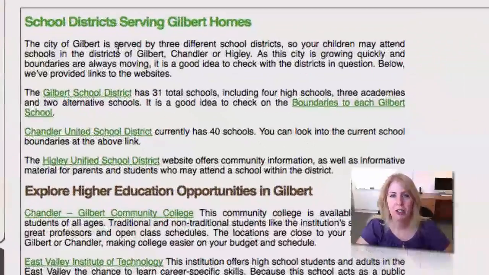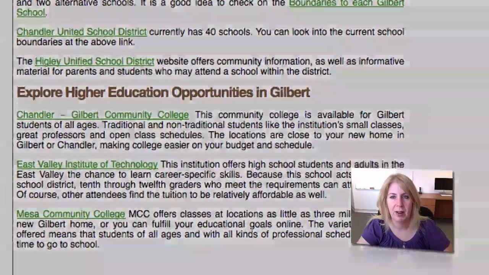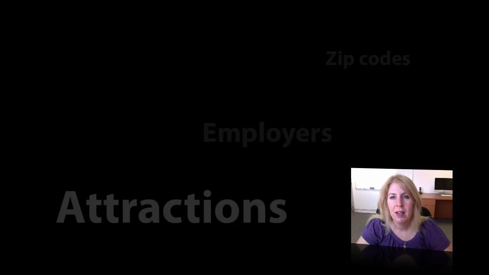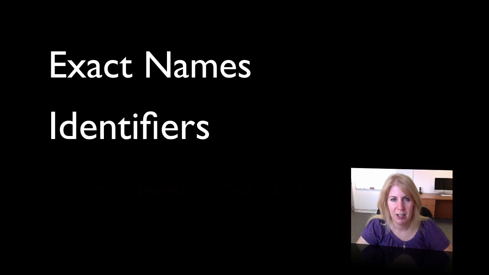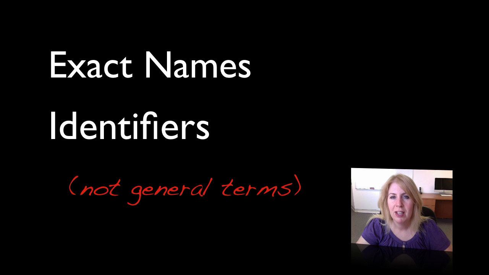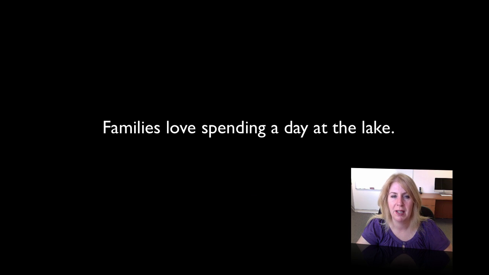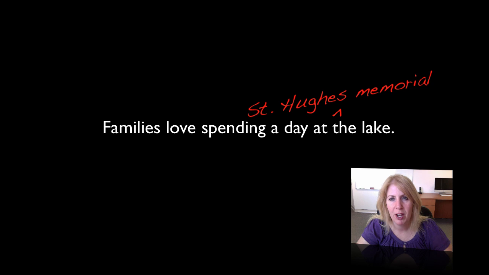Your index page should include names of popular school districts within the area, along with zip codes, desirable employers, and of course attractions. It's important to use exact names and identifiers when you're writing because you want the content to capture search engine traffic. Generalities such as "families love spending a day at the lake" are too broad. You want to say "families love spending a day at St. Hugh's Memorial Lake." This captures specific traffic and also helps to define the geo-specific target of the website with the search engines by including content that is broadly associated with the area.